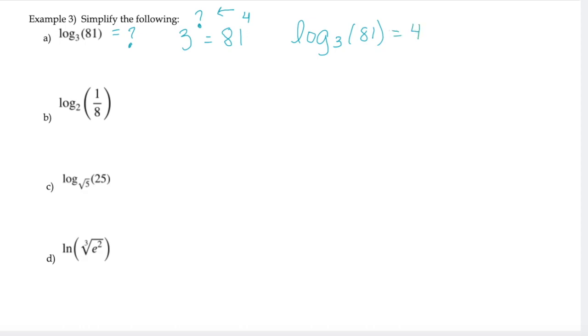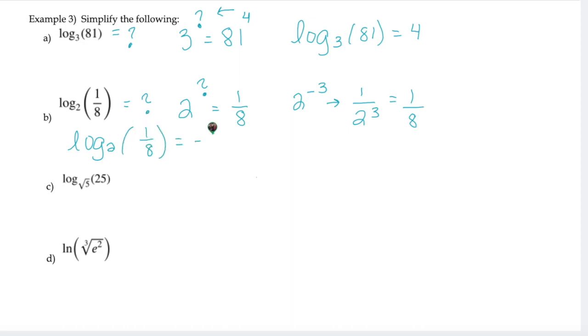Let's try another one. Here I have log base 2 of 1/8. My base is 2, so writing it in exponential form, 2 to what power will give me 1/8? I know that 2 to the 3rd power is 8, but I need 2 to the -3rd power so that I have 1 over 2 cubed, which gives me 1 over 8. Therefore, log base 2 of 1/8 is equal to -3.